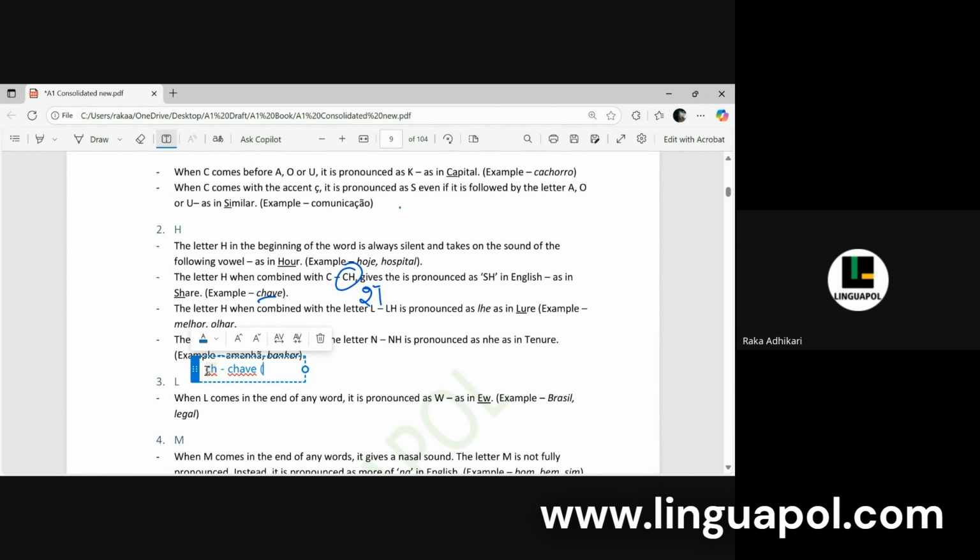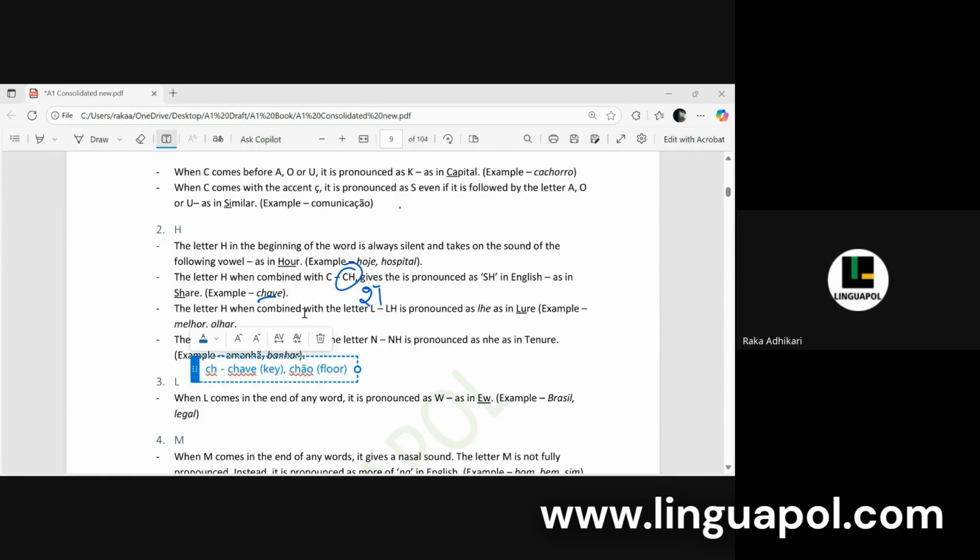The word chave means key. Then we have this word chão. Chão means floor. So CH gives a sound of sh. We read the example chave, chão. Chave is key. Chão means floor.